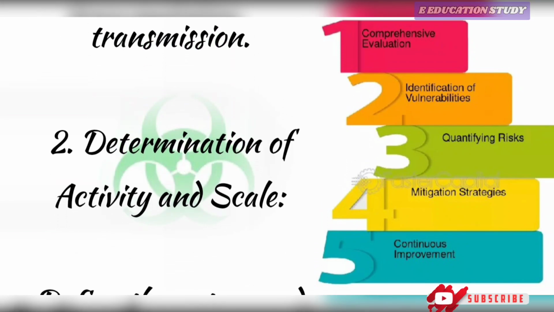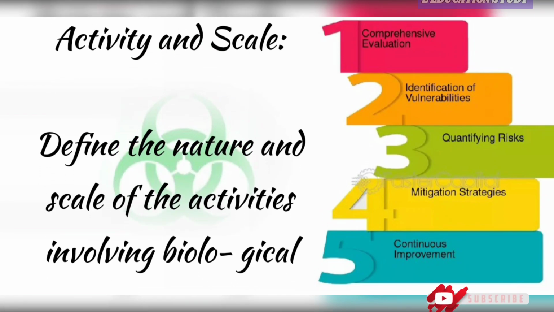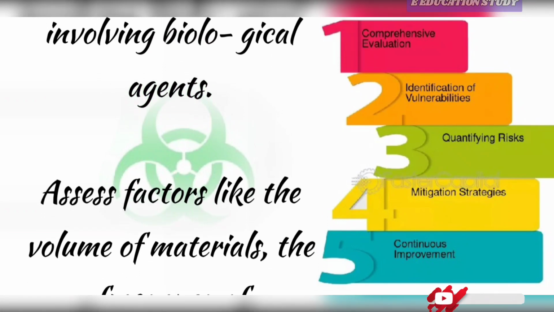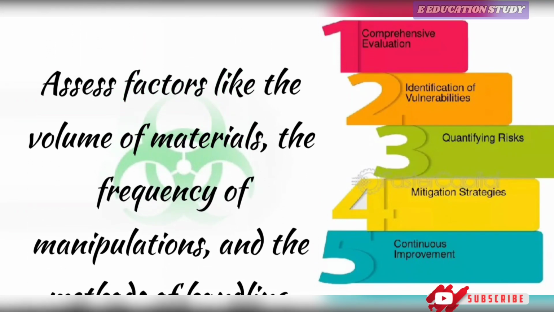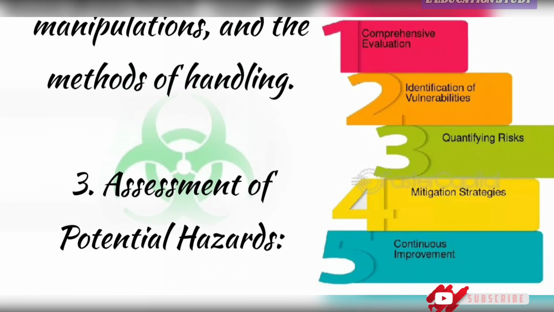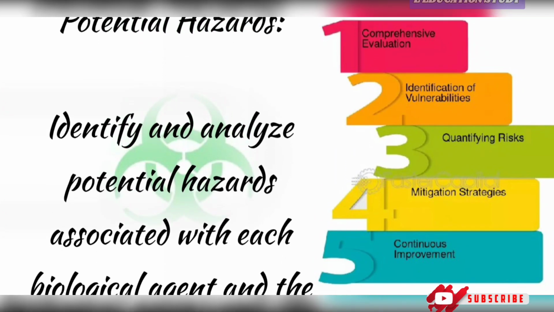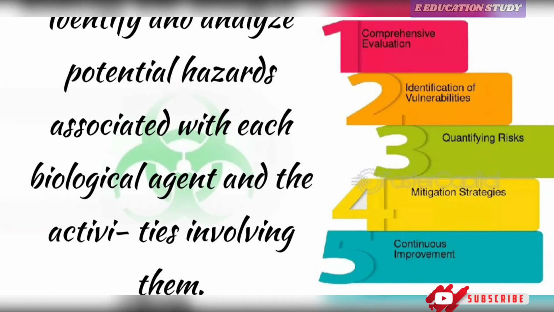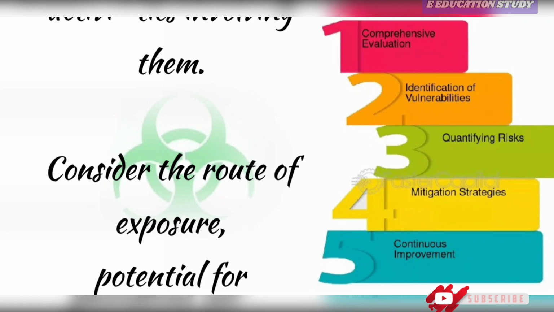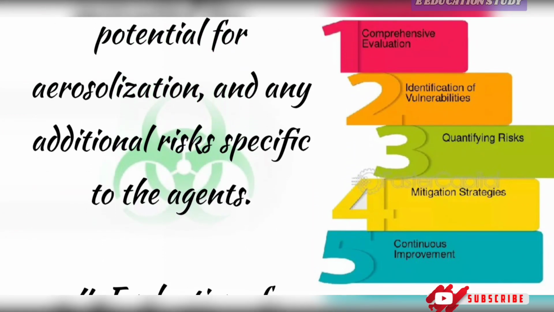2. Determination of activity and scale. Define the nature and scale of the activities involving biological agents. Assess factors like the volume of materials, the frequency of manipulations, and the methods of handling. 3. Assessment of potential hazards. Identify and analyze potential hazards associated with each biological agent and the activities involving them. Consider the route of exposure, potential for aerosolization, and any additional risks specific to the agents.